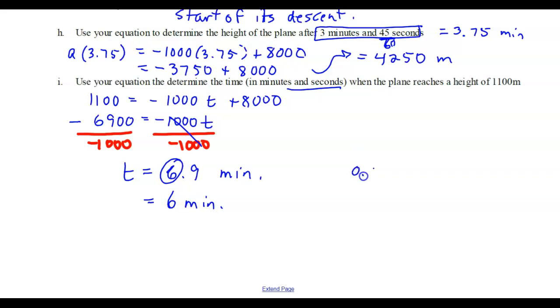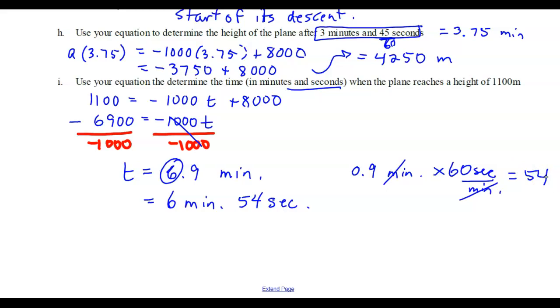So 0.9 minutes, if I multiply by 60 seconds in a minute, that will give me my number of seconds. If you think about unit analysis, the minutes divide out, and so 0.9 times 60 is going to be 54 seconds. And so that's the answer in minutes and seconds.